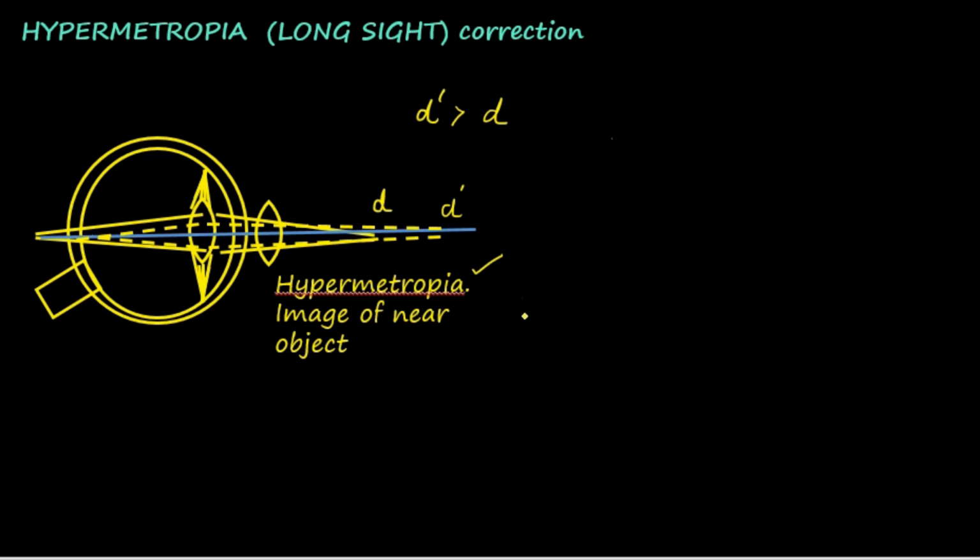We will meet in the next video with another topic where we will discuss how the focal length of the correcting lens is decided so that these defects can be overcome.